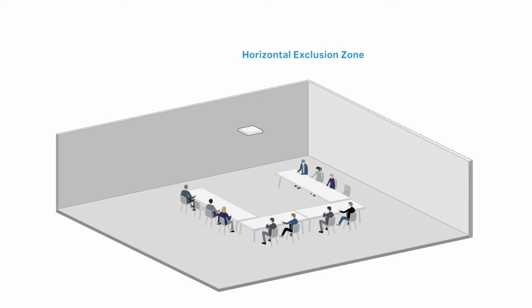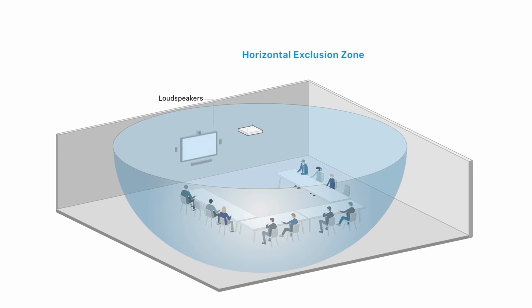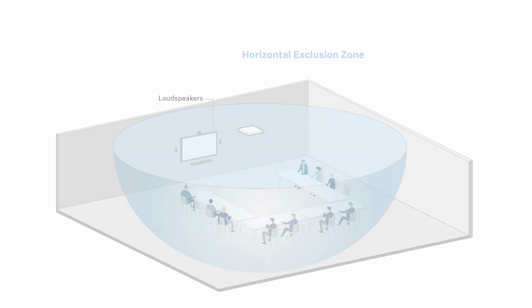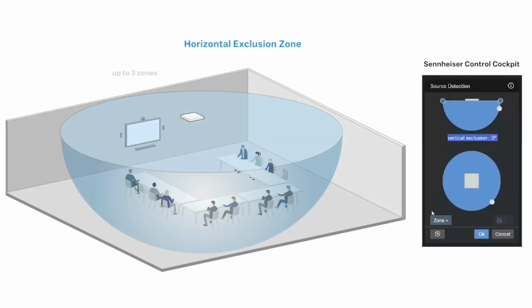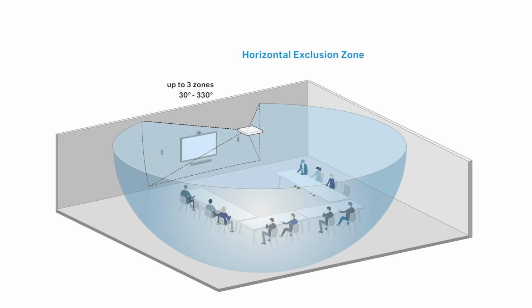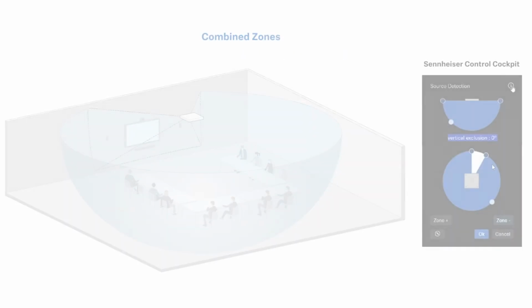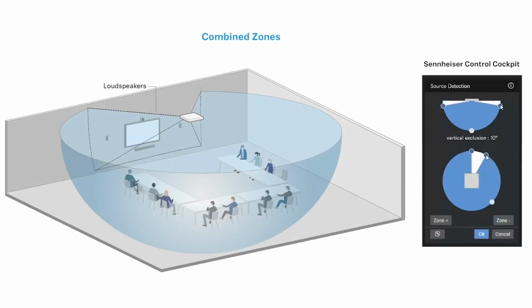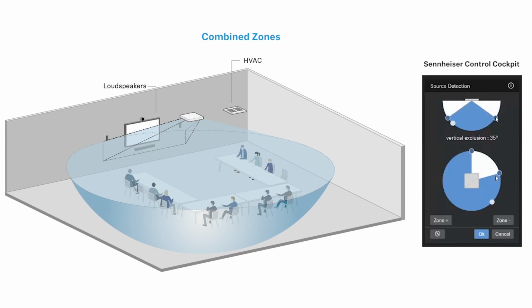Horizontal exclusion zones can be set to exclude noise sources in the room. In this example, the loudspeakers on the wall. You can define up to 3 horizontal exclusion zones and set angles from 30 to 330 degrees. Please consider that in the excluded zones, the speaker's voice won't be tracked anymore. Of course, you can combine the vertical and horizontal exclusion zones.